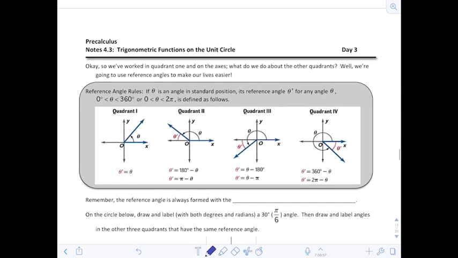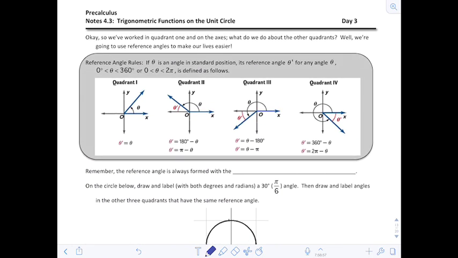Okay, so now we're going to take a look at what we call reference angles. Trig functions on the unit circle, again, we have just finished working in quadrant 1 and on the axes. So now we know everything we need to know about the first quadrant. But now we need to look at expanding because these angles can rotate through any of the quadrants. So we're going to use something called reference angles to make our lives much easier. Okay, quadrant 1, say that this is my theta.